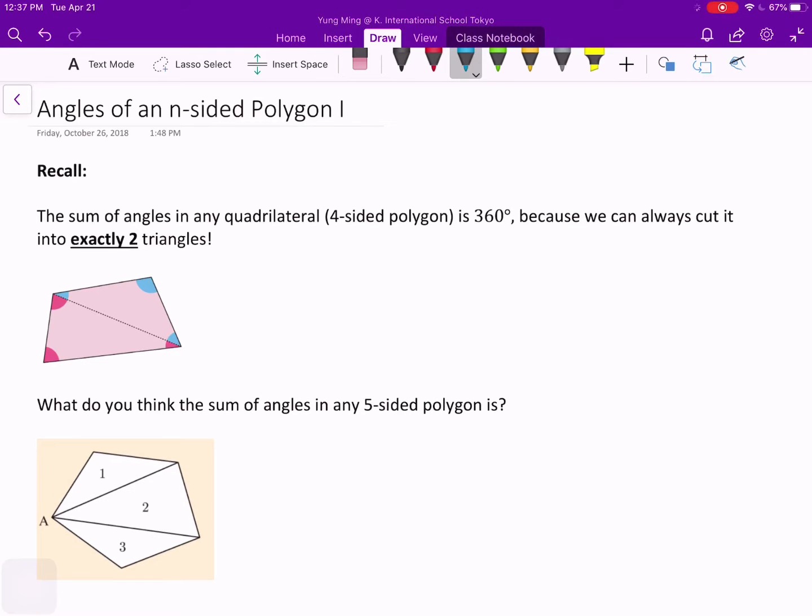For example, in this case, you have blue angles added up to 180 degrees. You also have all the red angles added up to 180 degrees. Okay, so you add up to 360 degrees. What do you think the sum of the angles in any five-sided polygon is? You probably guessed it right.